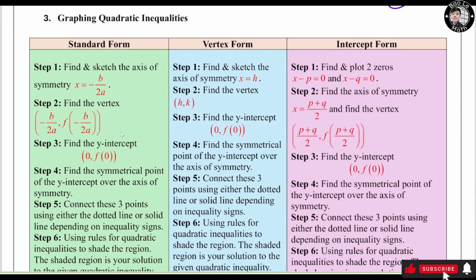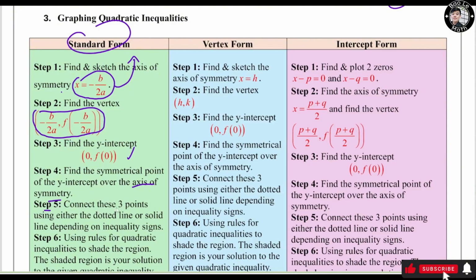Now, we're going to learn how to graph the quadratic inequalities. If you're given the standard form, you're going to follow the steps right here. Step number 1, find and sketch the axis of symmetry, x equals negative b over 2a. Step number 2, find the vertex: substitute this into the original function to get the ordered pair of the vertex. Step number 3, find the y-intercept: you just let x equal 0, then find f of 0. Step number 4, find the symmetrical point of the y-intercept over the axis of symmetry.